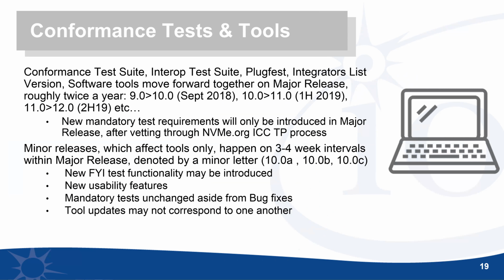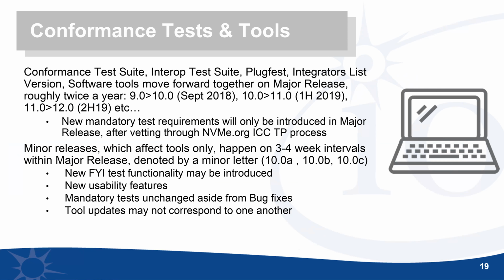To talk a little bit about the tests and tools, your conformance test suite, your interop test suite, your integrators list, your software tools, as well as the Plugfests themselves all move together in lockstep. This particular Plugfest is Plugfest number 10, which means the conformance, interop, integrators list and software tools are also number 10. You'll see that we have major releases that come out twice a year, and this would be considered a major one. The software will come out approximately 2 months before the Plugfest.